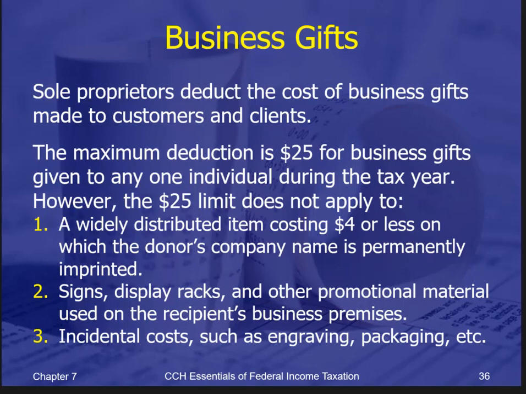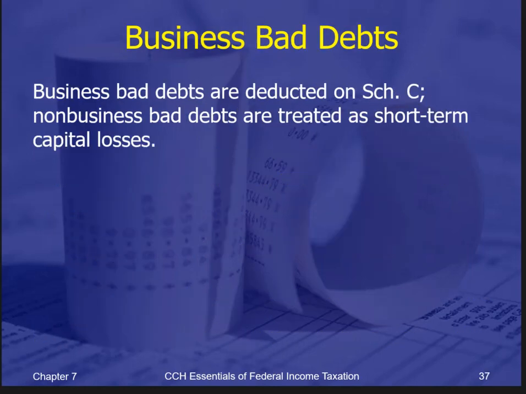That's an item $4 or less, which has your name on it. Anything that you need for displaying it, signs and display racks, they don't count. And if you have your stuff engraved, or packaged, that's not going to count towards $25. So there's some kind of ways around it, but this is supposed to be pretty limiting, and believe me, you have to be sometimes creative to figure out how you're going to give something to your clients for $25 or less.